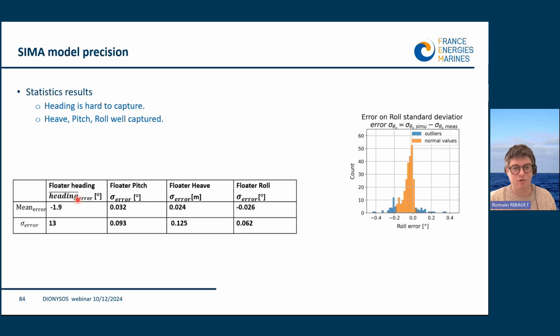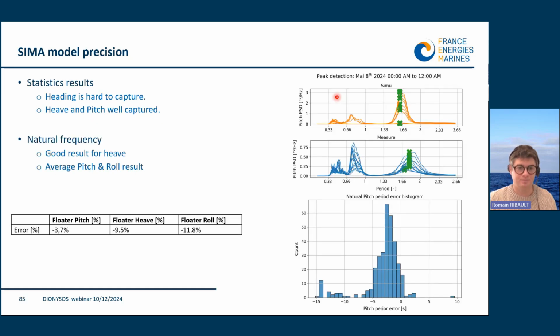It's a bit less true on the heading, while we have a mean error of heading, which is rather good. On some hours, we have some inconsistencies, and I believe we can still decrease this value later on. We also had a look at natural frequencies to compare model and measurements. We calculated the power spectra from simulation and from measurements, and then we identified the differences. So relative errors, let's say, are within expectations.